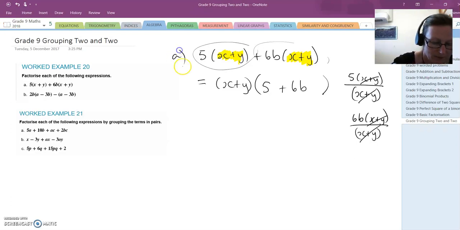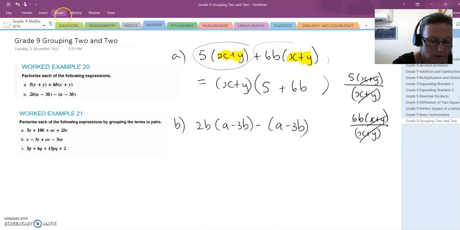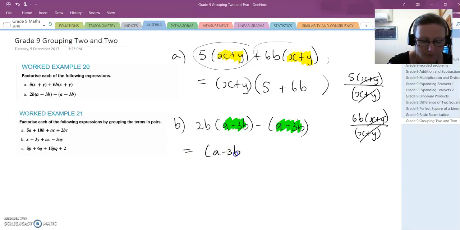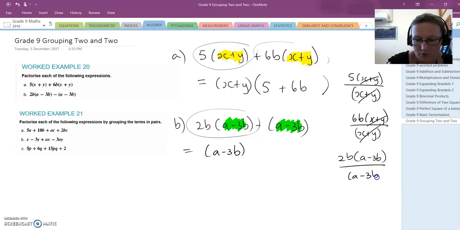Let's look at b. We have 2b(a − 3b) and then we're subtracting (a − 3b). So again, we've got 2 terms. Both of those terms have a − 3b in brackets. So what we do is we take that out as our common factor, and then we look at our first term, 2b(a − 3b). When we divide it by the term we've taken out, a − 3b, we are left with 2b.